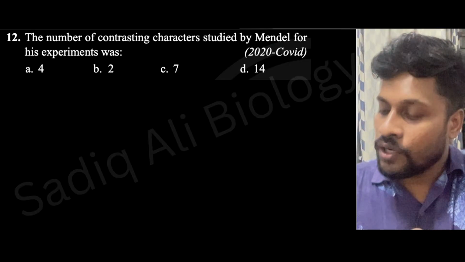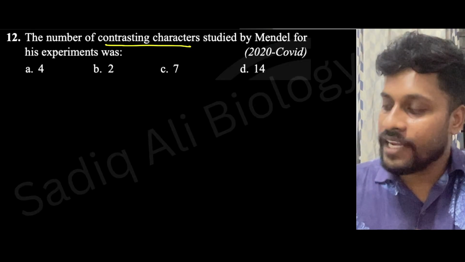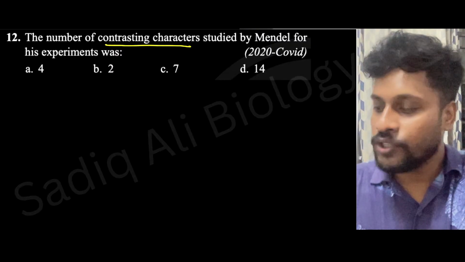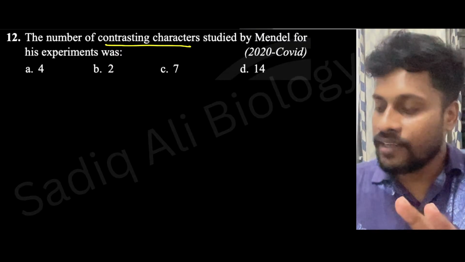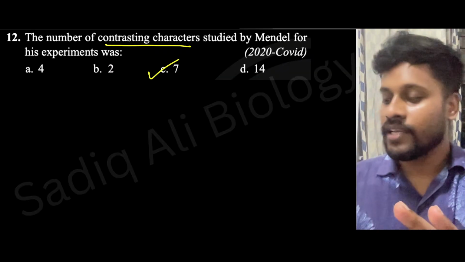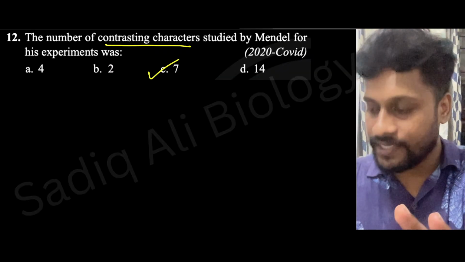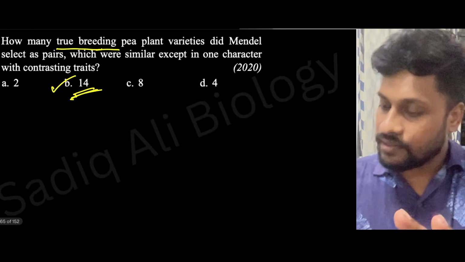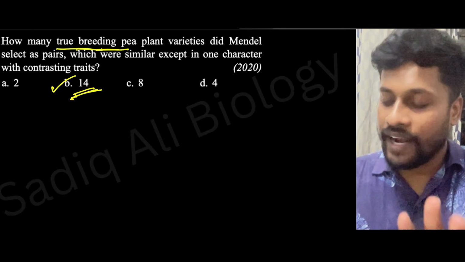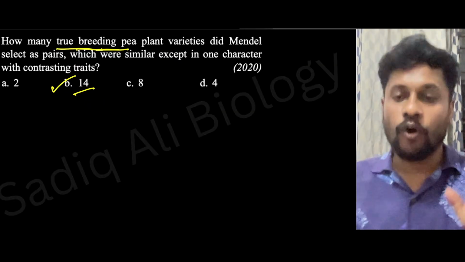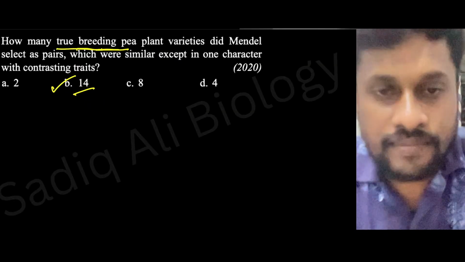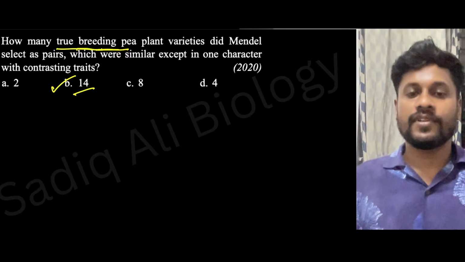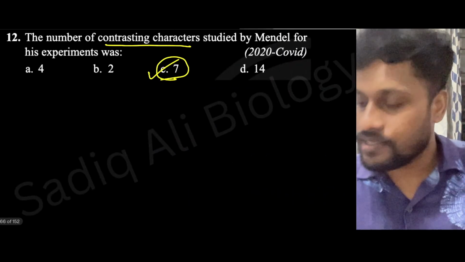Now another twist. Number of contrasting characters studied by Mendel for his experiment was 4, 2, 7, 14. Here, guys, the answer will be 7. If they ask contrasting characters, the answer is 7. But if they ask true breeding varieties, then the answer will be 14. Always remember. Both were asked in the NEET exam. Clear? Yes.